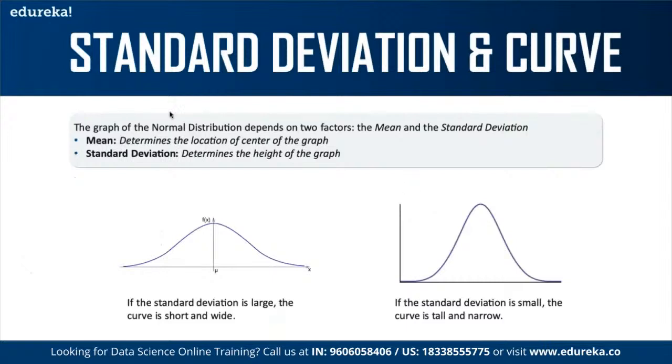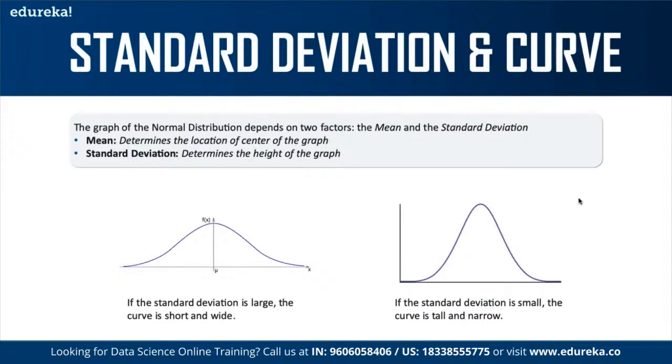So the graph of a normal distribution depends upon two factors: we have the mean and then we have the standard deviation. The mean simply determines the location of the center of the graph that we have discussed already. And the standard deviation simply determines the height of the graph itself, right?